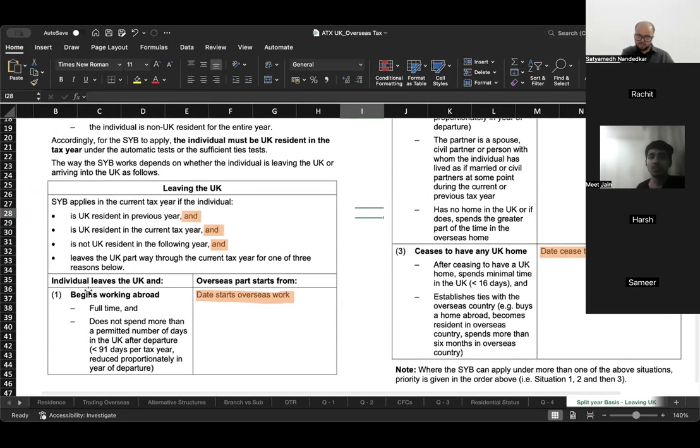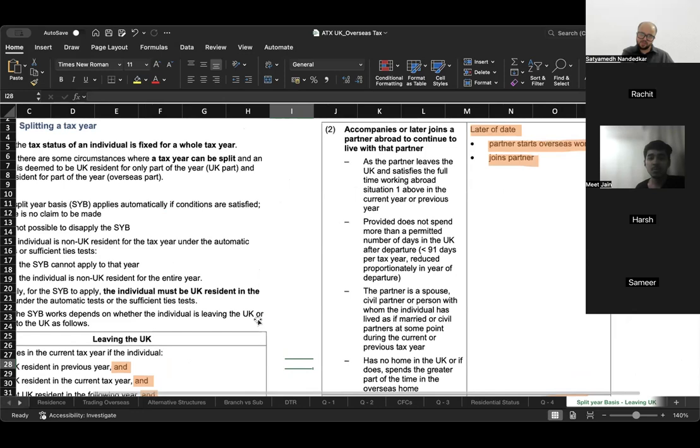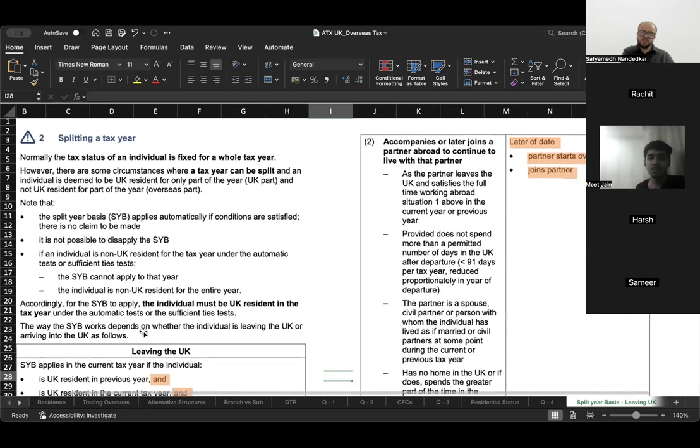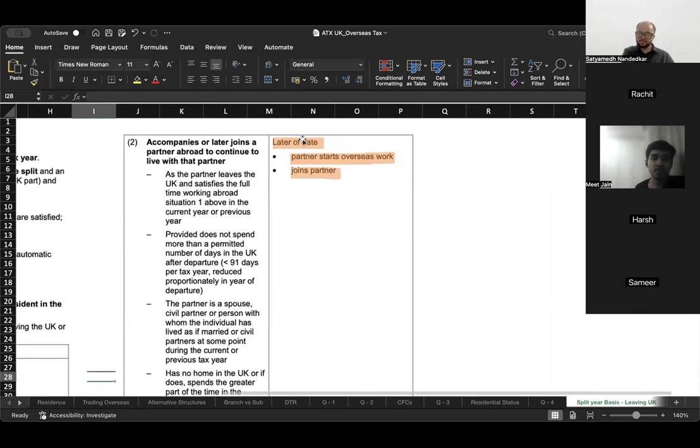When he is leaving the UK to start working abroad, the overseas part starts from the date he starts the overseas work. And where this person accompanies or later joins a partner abroad to continue to live with that partner, it is the later of the two dates, the date the partner starts overseas work or the date he joins the partner, whatever comes later. From that date the overseas part will start.